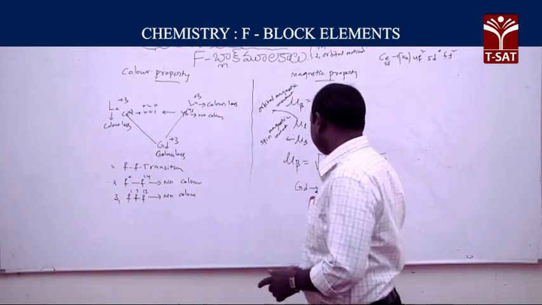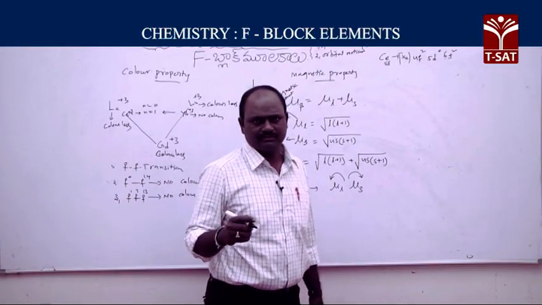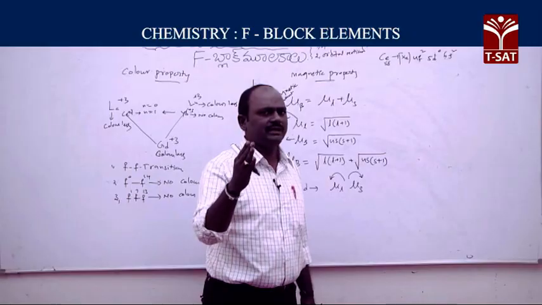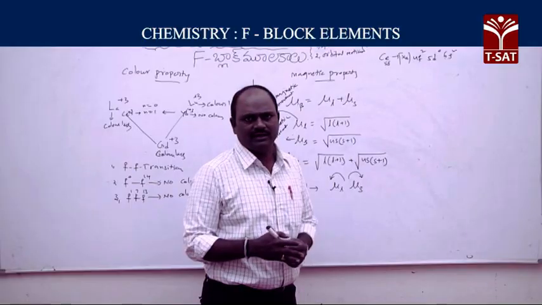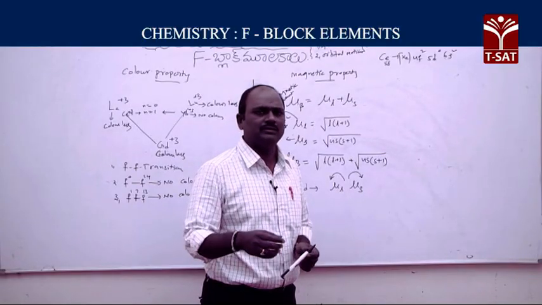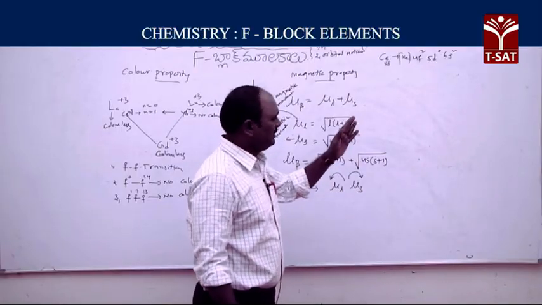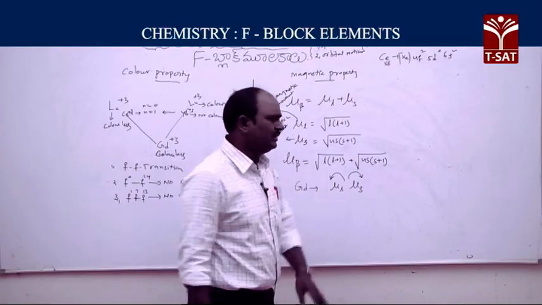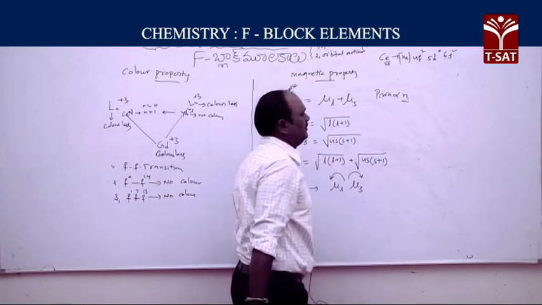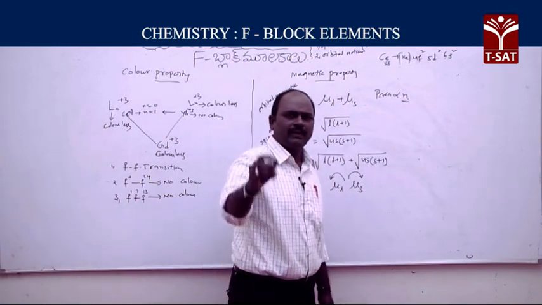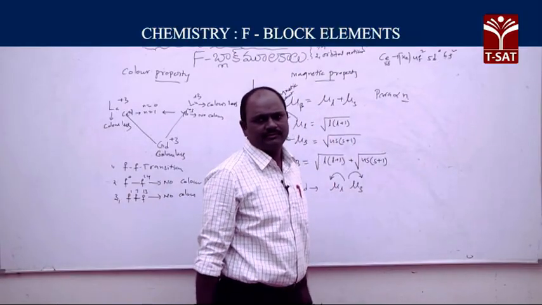But here, paramagnetic nature means the compounds which are slightly attracted by the magnetic field; they are called paramagnetic compounds, and that nature is called paramagnetic nature. Here the paramagnetic nature increases with the number of unpaired electrons. If the number of unpaired electrons increases, the paramagnetic nature also increases.